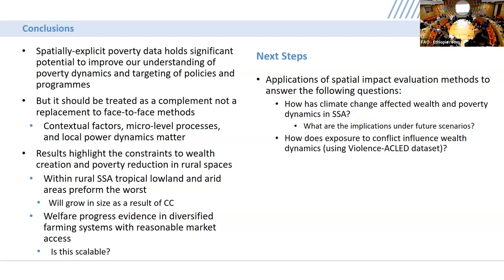So we've got to start thinking about what we do to address these challenges in places that are going to start expanding spatially as a result of climate change. With respect to farming systems, more diversified farming systems, places that have more access to markets do better, more cash cropping, et cetera. But there's real questions about scalability. Can you replicate those in arid areas?